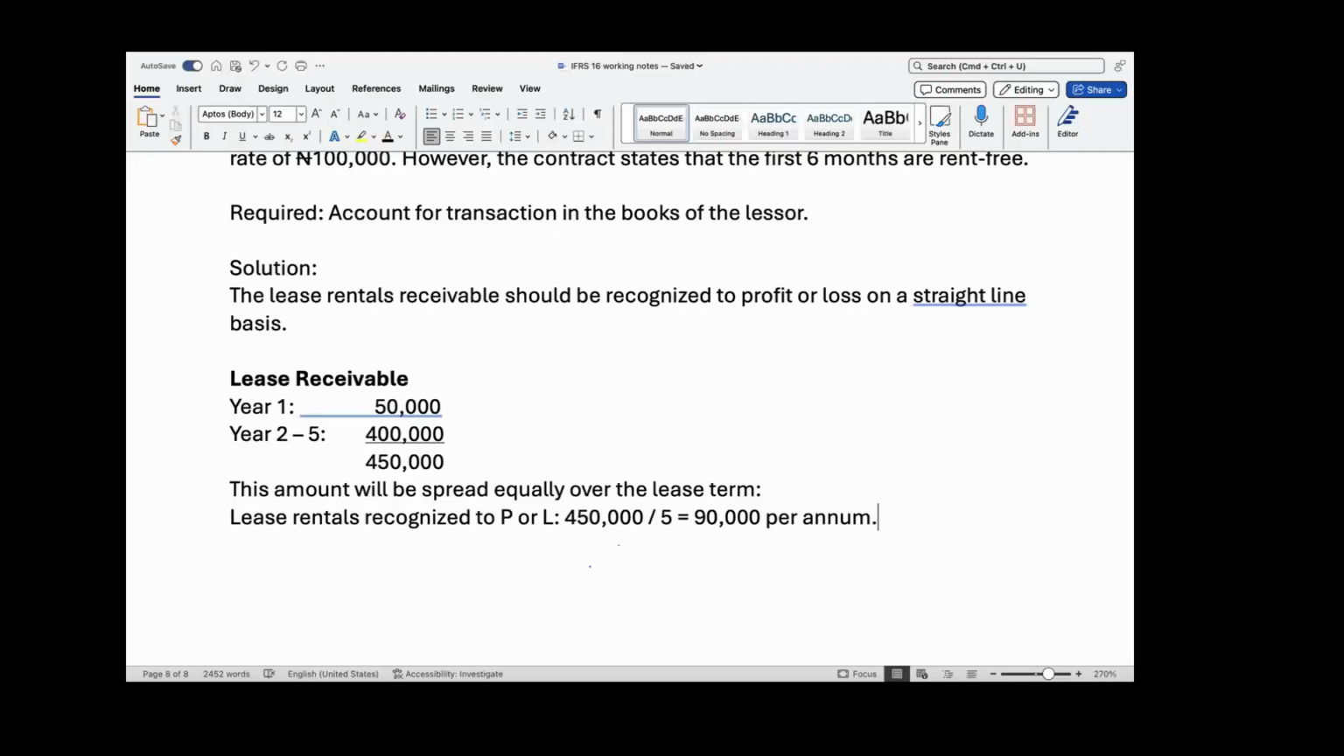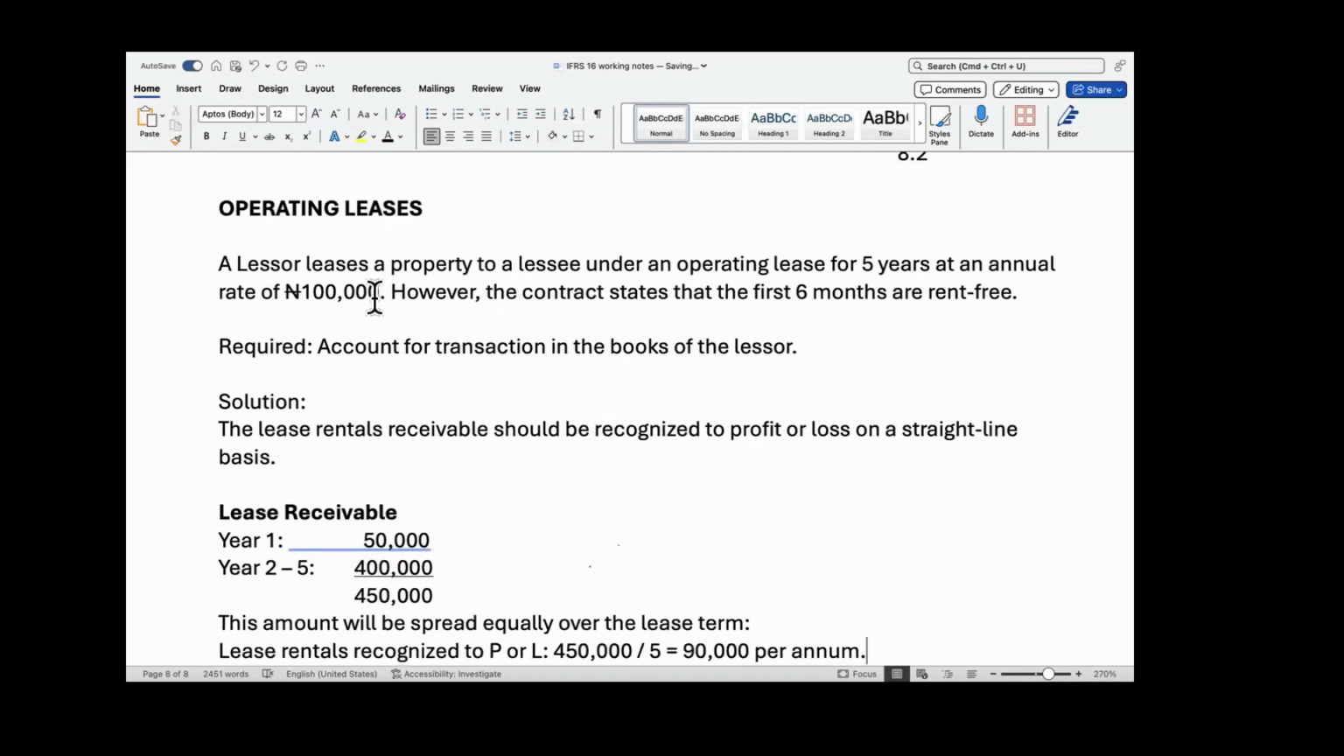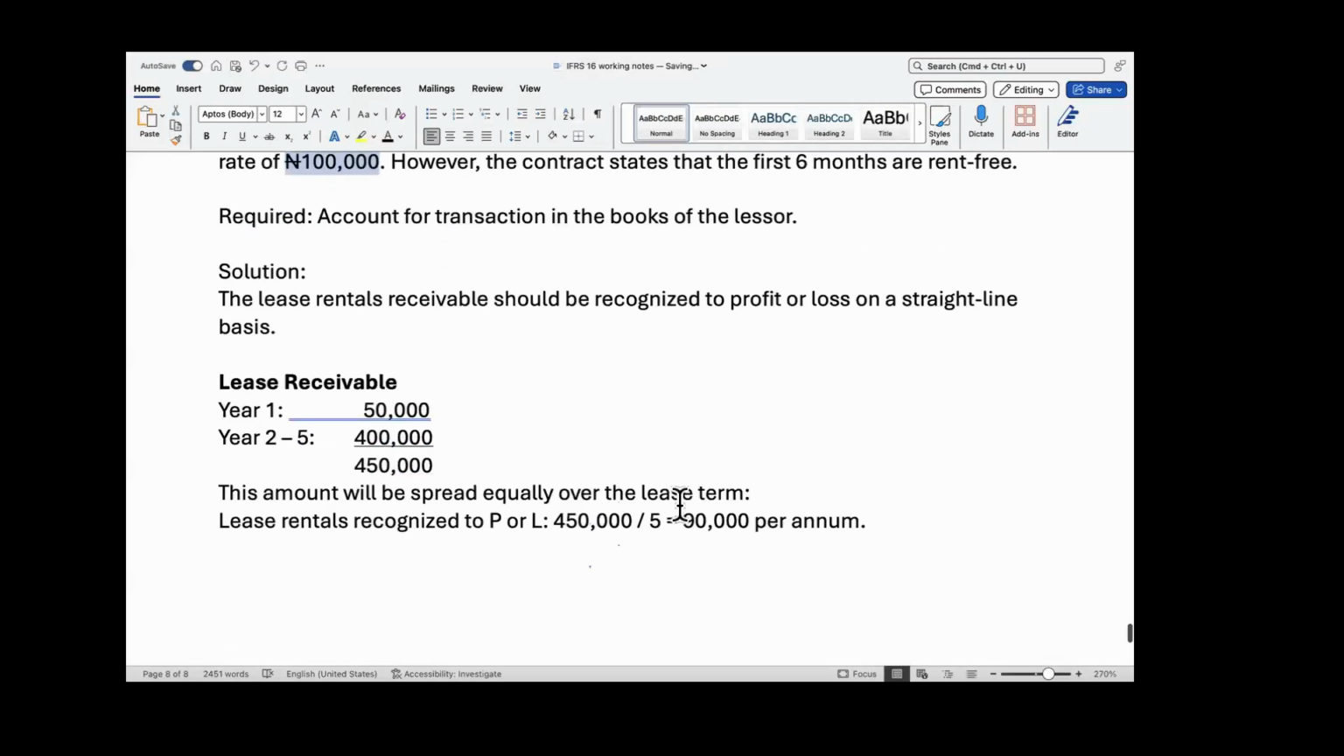However, there's something that is out of range here, because if we are receiving 100,000 per annum and we are recognizing 90,000 in P&L, that means there should be a receivable at the end of every year. So that means in the statement of financial position, we need to recognize something. So the lease receivable schedule will look like this, our accounts.